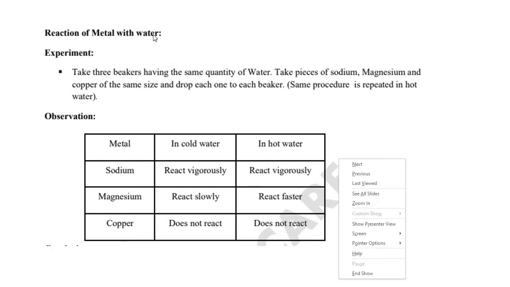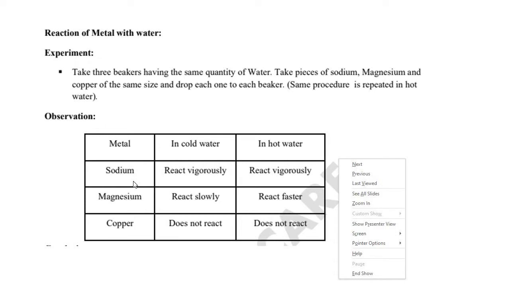Reaction of metal with water. You are given three different metals: sodium, magnesium, and copper. What will happen if you put sodium, magnesium, and copper in cold water and hot water? That is the experiment we have done in the last class.